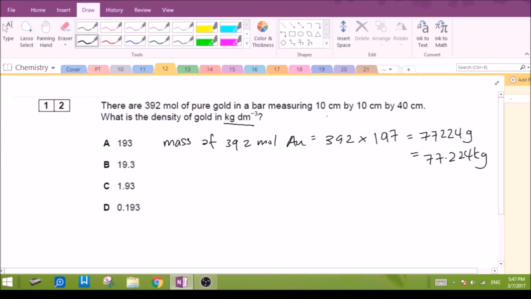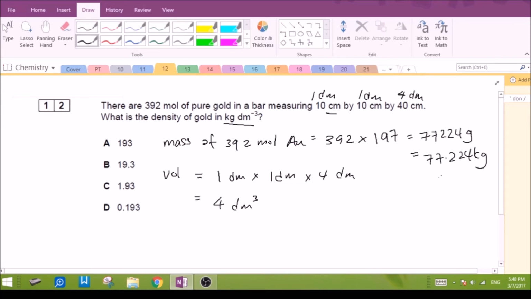Now let's convert the measurements of centimeters to decimeter. Right, 10 centimeters is actually 1 decimeter. 10 centimeters is 1 decimeter. And 40 centimeters is 4 decimeter. So volume is equal to 1 multiplied by 1 multiplied by 4. So we will have our volume in terms of dm cube.